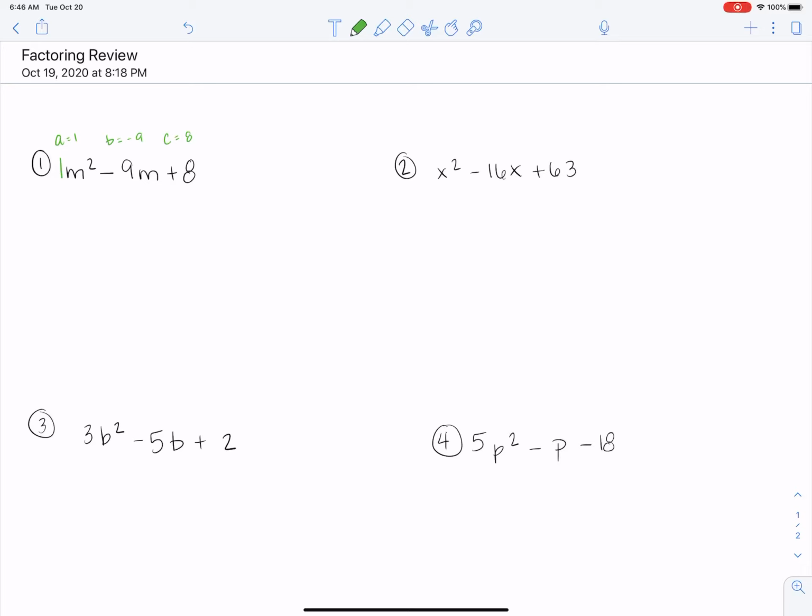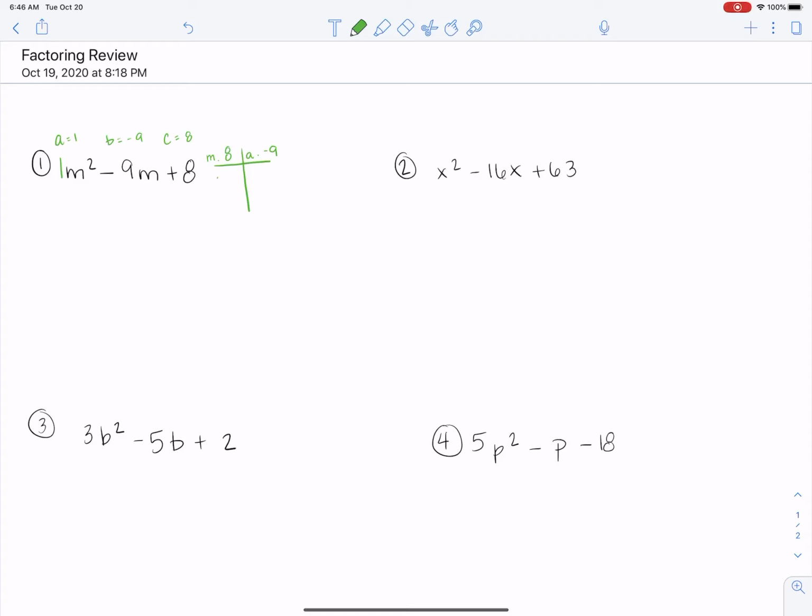Now the next thing we're going to do is build a chart. We're going to look for two numbers that will multiply to A times C, so 1 times 8, 8. Two numbers that will multiply to 8, and those same two numbers need to add to -9. In order to find these two numbers, sometimes you can just see it, and sometimes it takes a little while to figure it out. So you just start going through factors of 8.